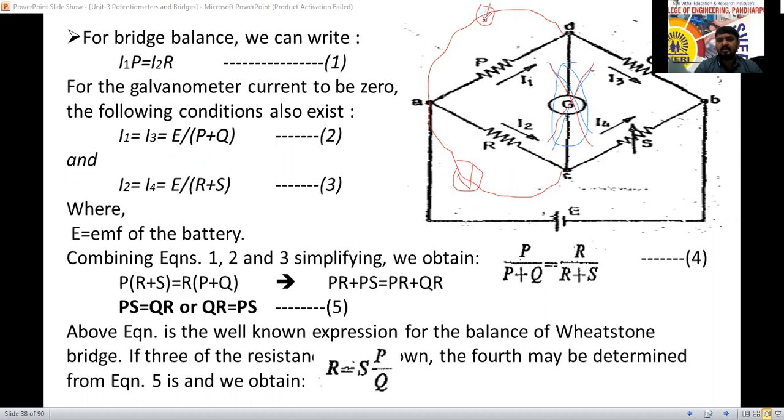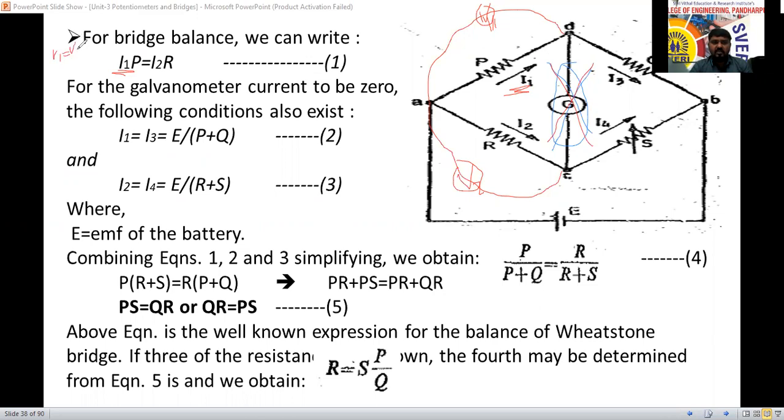Now here we'll consider this as V1 and this one as V2. Now what is the formula for voltage according to Ohm's law? V equal to IR. What is the current here now? I1 into resistance P. Yes. So I1 into P, that is called V1. I told that the potential difference between this and this will be equal, means V1 equal to V2.